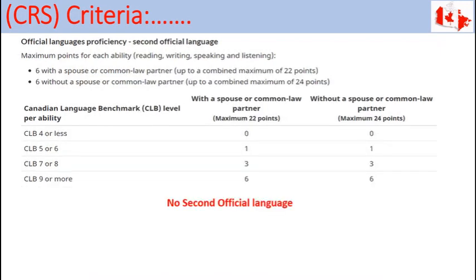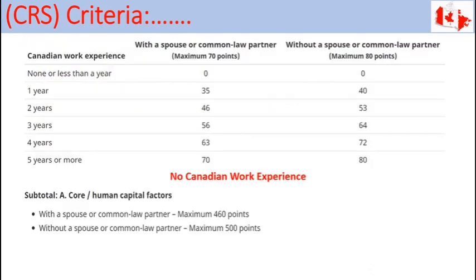So the next is second official language. French can be a second official language. So you can get a maximum of 22 points with a spouse, and without a spouse a maximum of 24 points. So it's similarly CLB 9, so maximum 22 points, maximum 24. In this case, I'll not take an example of second official language.